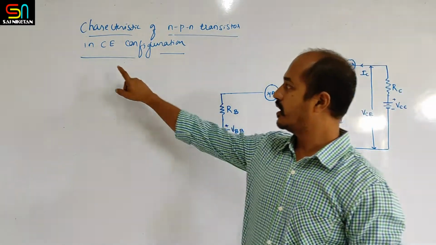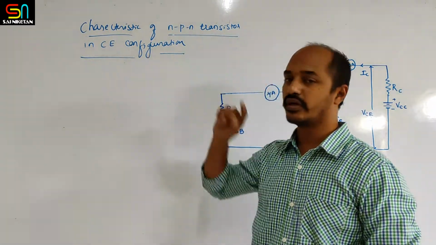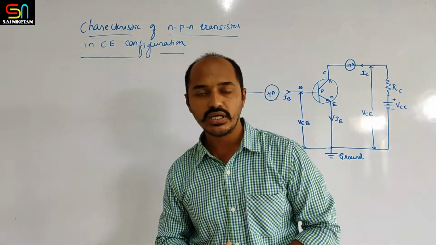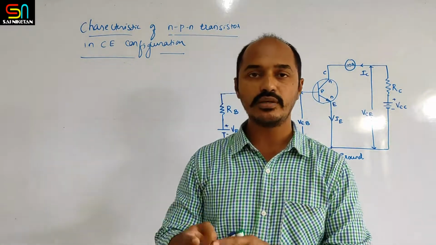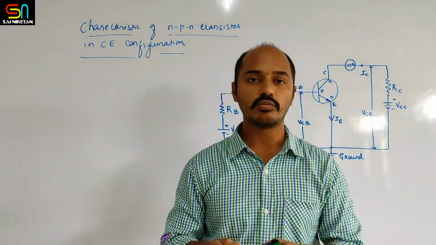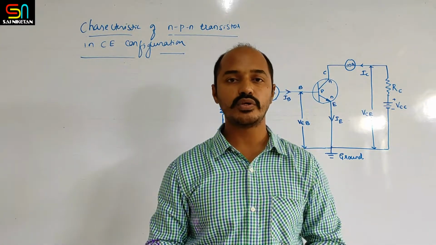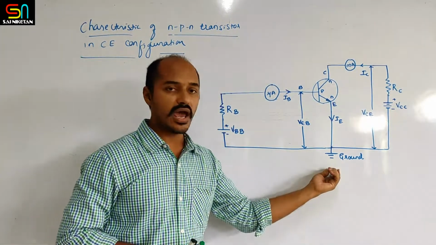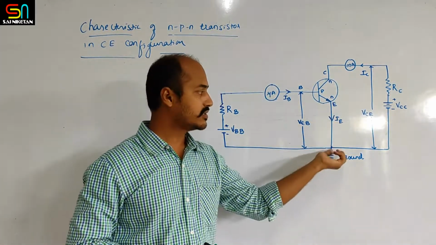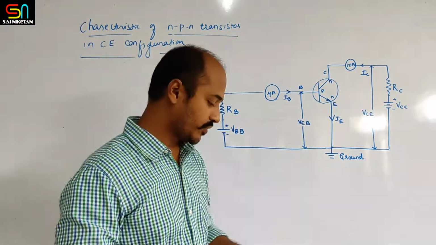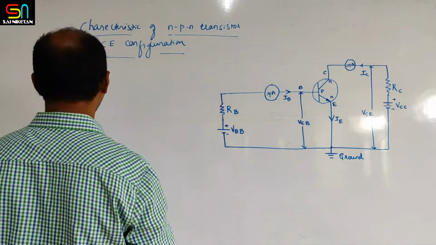But we are taking a common emitter configuration. Here we are plotting the graph between voltage, it may be input voltage, input current, output voltage, or output current. We are just plotting the graph between voltage and current by making the emitter common. Here you can say common emitter configuration. So first we will talk about the input characteristic.